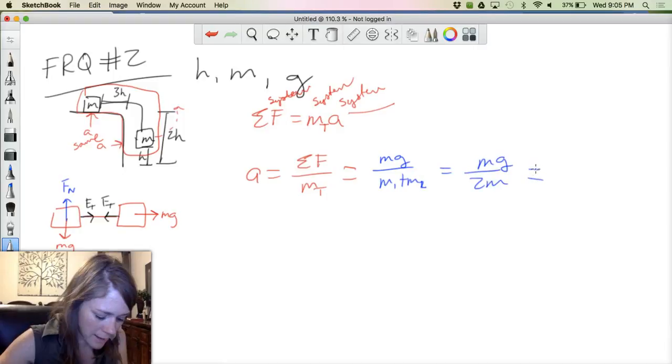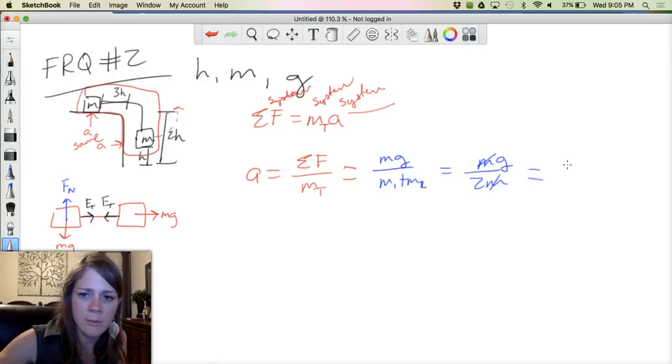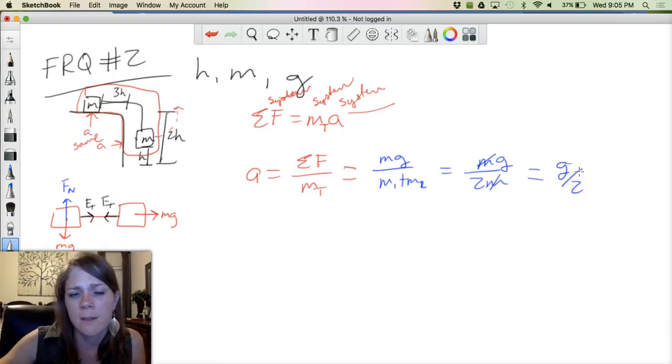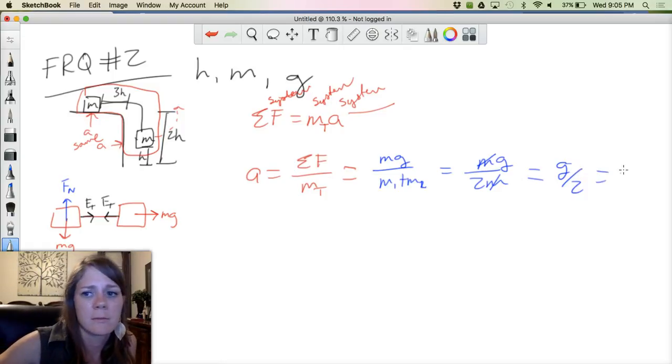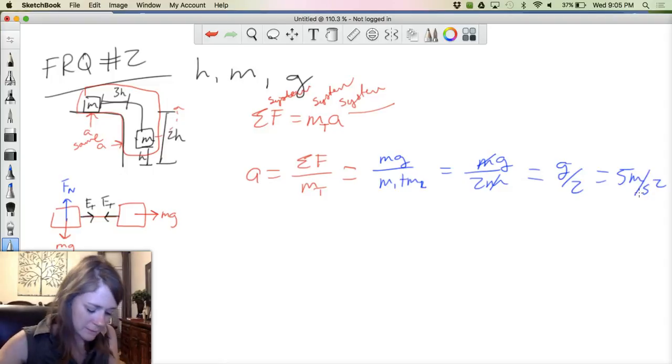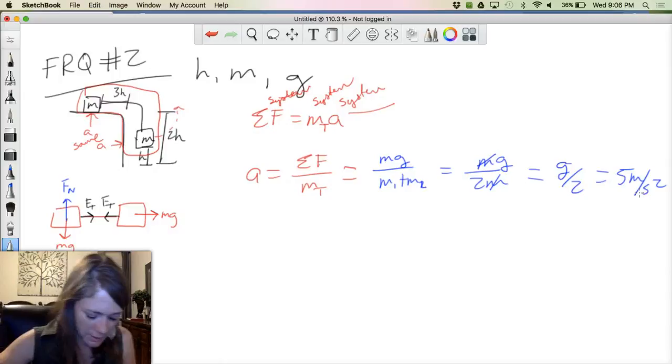And I can cancel out those m's, so the acceleration is just g over 2. The acceleration is half of g, which would be about 5 meters per second squared. They didn't ask us for the value, but it would be g divided by 2. This would be the final answer for that one.